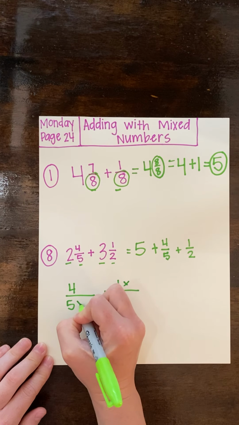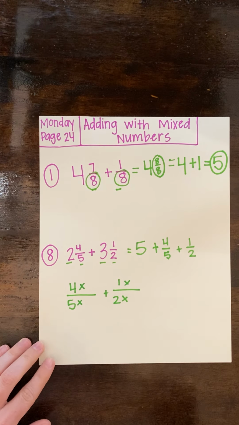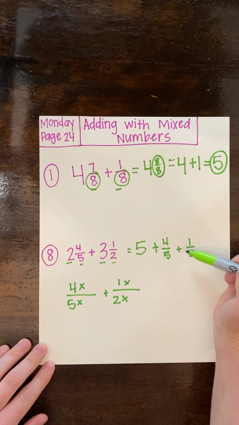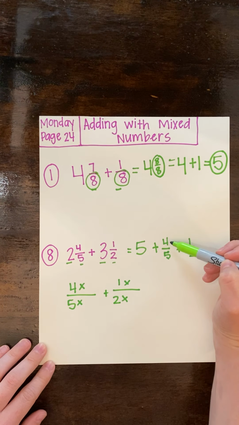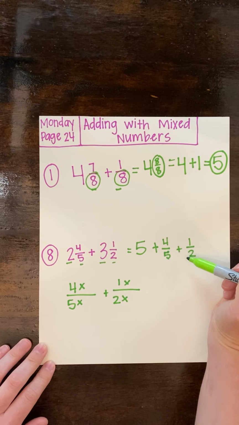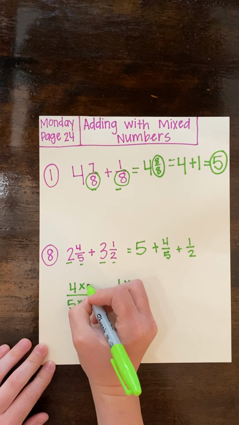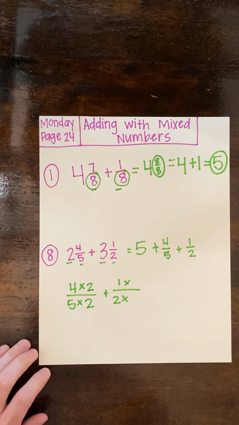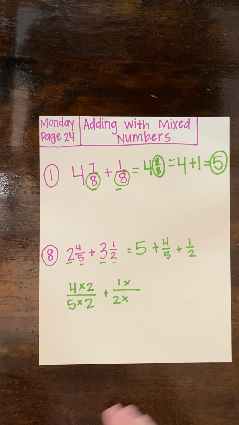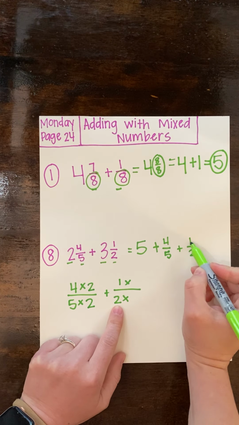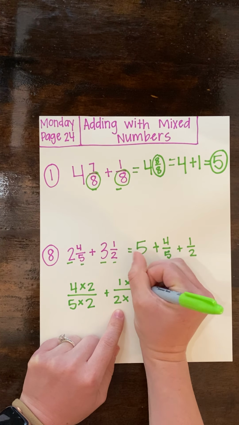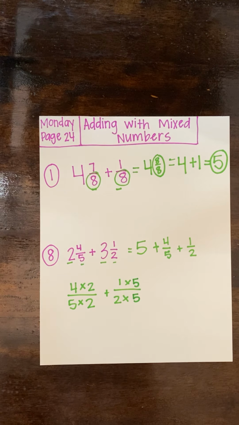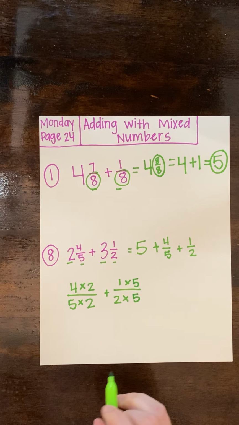In order to come up with the same denominator, we're going to multiply by the opposite denominator. So the other number's denominator. So here I have 4/5. I'm going to look at the other fraction's denominator, and I have 2. So I'm going to multiply the numerator and denominator by 2. So now I have 1/2. I'm going to look at the other denominator, and I have 5. So I'm going to multiply both the numerator and denominator by 5.